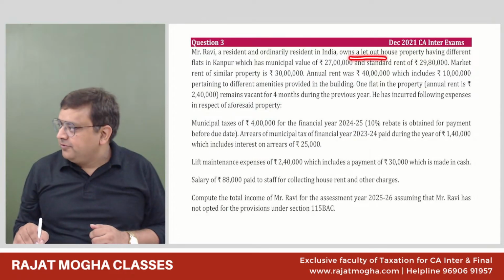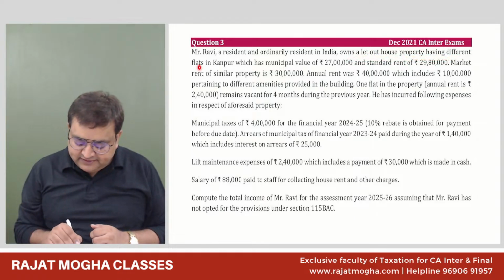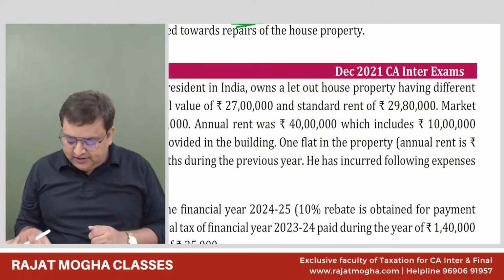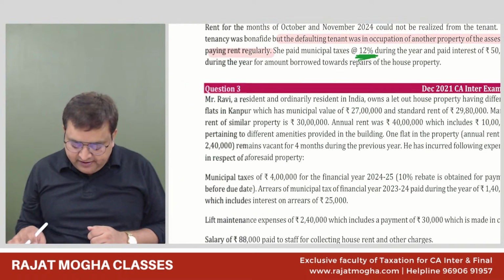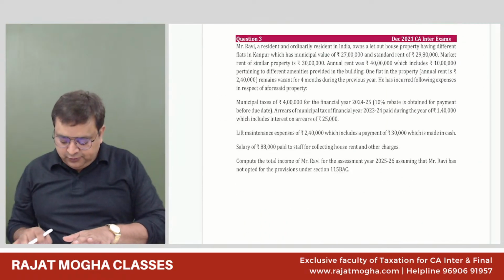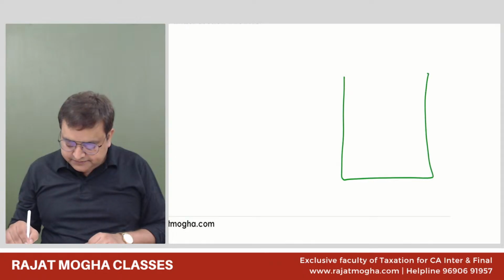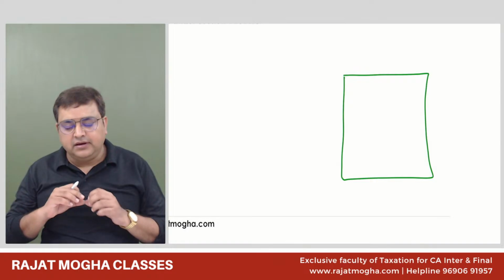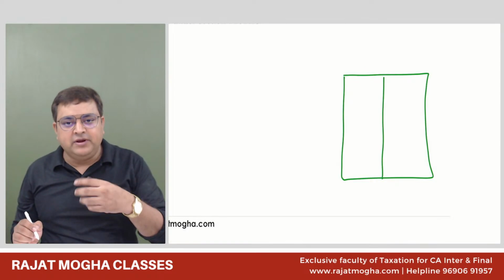Owns a let out house property having different flats in Kanpur, which has a municipal value of 27 lakh. Look at this line. He owns a let out house property having different flats in Kanpur. So he must be having a big building, and this building has many apartments, many flats. They have not given the number of flats.